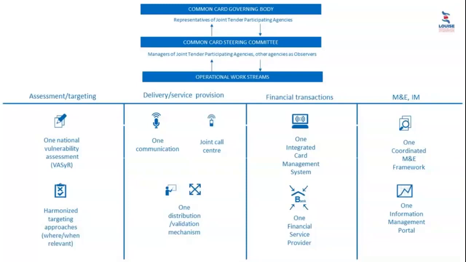The objective of Louise is to leverage economy of scale, foster effectiveness and efficiency, as well as find synergies by putting resources and technical capacities towards a beneficiary-centered one-card cash delivery, right? So how do we do that? So here you see a little scheme that describes rapidly the structure of Louise.